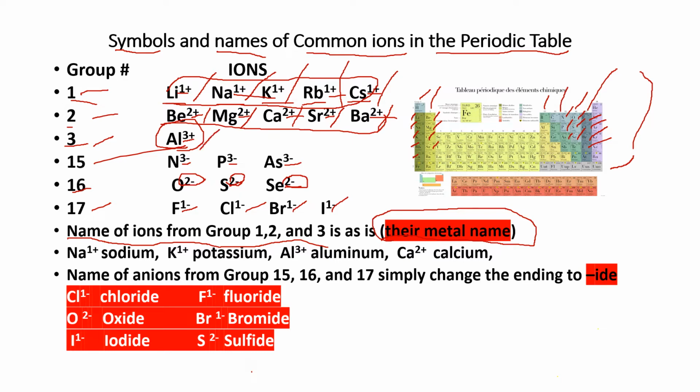So, the name of the anions from group 15, 16, and 17 simply change the ending to IDE. So we have chloride, oxide, iodide, sulfide, bromide, and fluoride. Simply changing the ending to IDE.